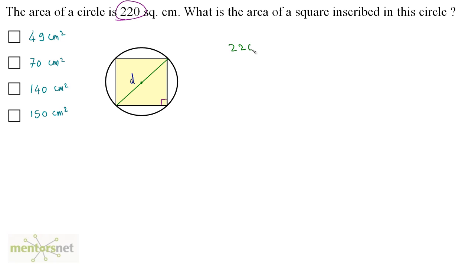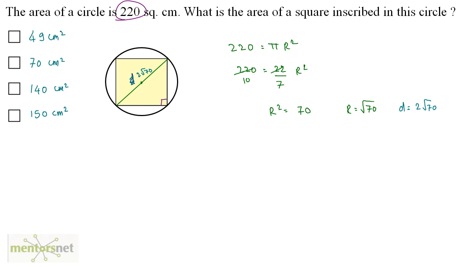So area is 220. It is equal to pi r square, right? So 220 is equal to 22 by 7 r square. 22 times 10 is 220. So r square is equal to 70. So r is equal to under root of 70, right? Now what is d? Well, d is twice r. So d will be equal to 2 root 70, right? So this is basically 2 root 70.